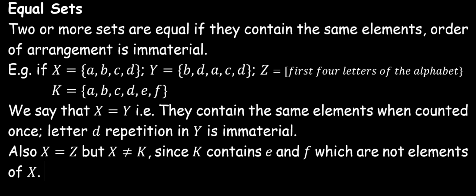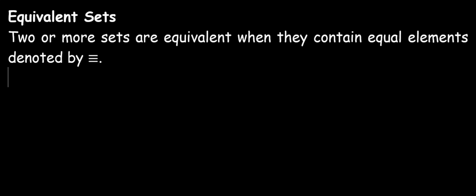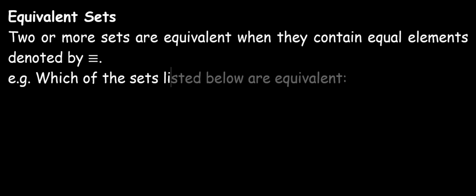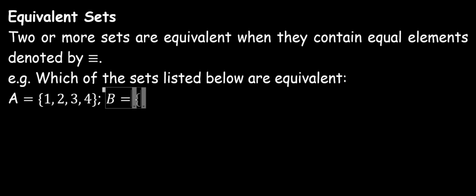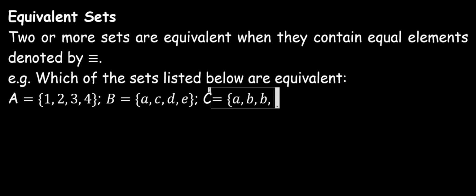The next terminology is equivalent sets. Two or more sets are equivalent when they contain equal numbers of elements, denoted by the equivalent sign. Example, which of the sets listed below are equivalent? A equals {1, 2, 3, 4}. B equals {A, C, D, E}. C equals {A, B, B, E, C, D}.